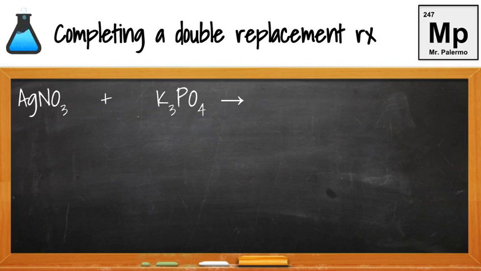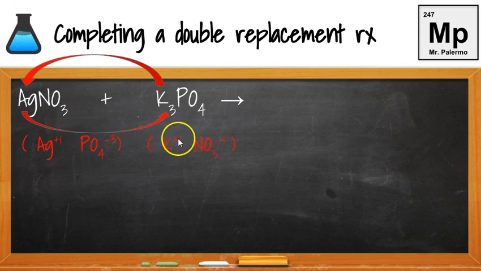Now lastly, let's look at completing double replacement reactions. So in a double replacement reaction, we're going to take the first element of each compound and we're going to switch spots. So silver is going to go here and potassium is going to go here. So when silver goes over here, it's going to hook up with PO4 and form a compound. So Ag is a +1. We look up PO4 on table E, that's a -3. And now K, our potassium, is going to go over here and combine with NO3. So potassium is a +1 and NO3 on table E is a -1.